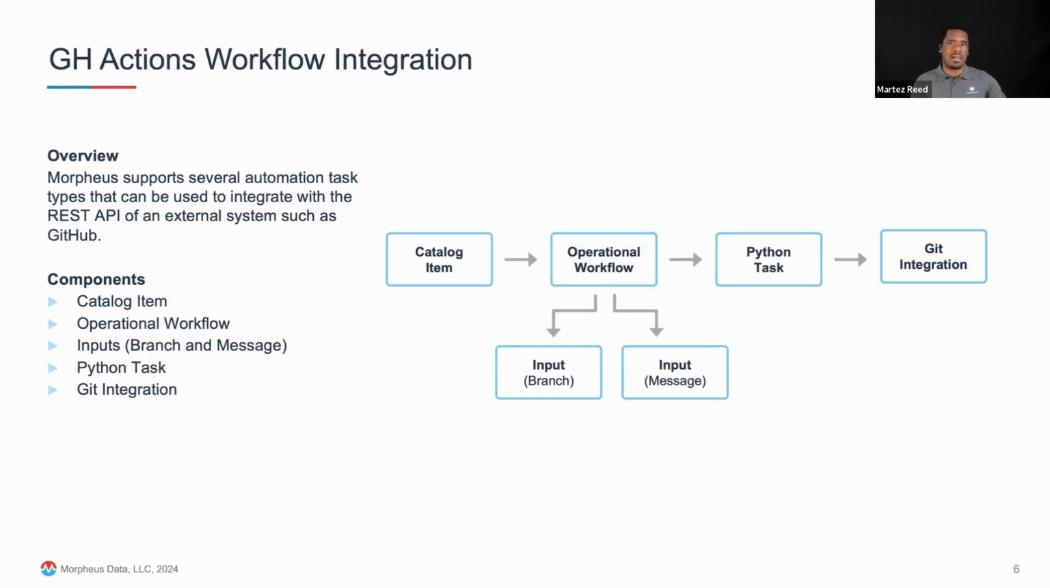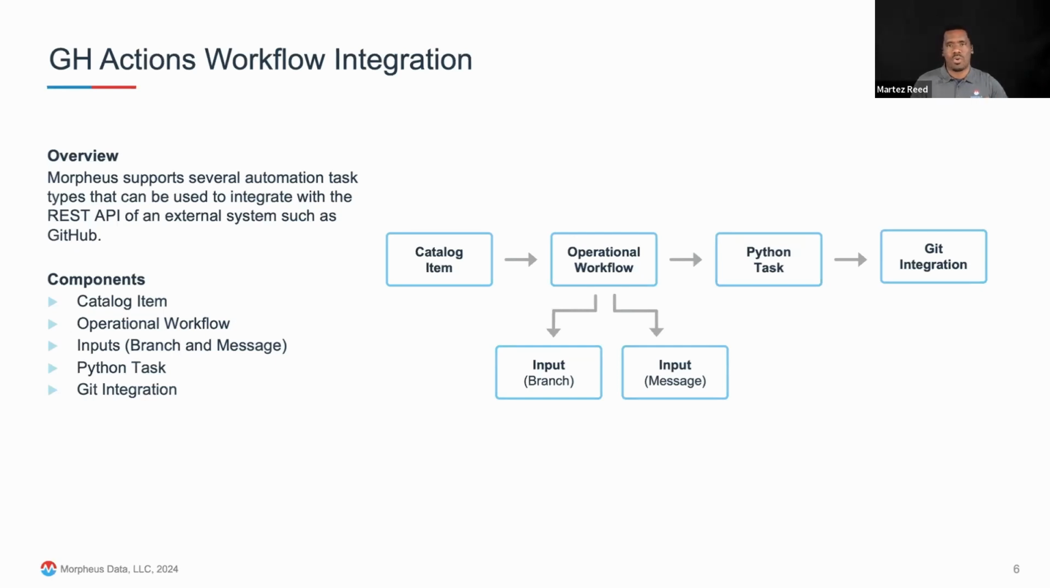So what I want is the catalog item. So certainly we're going to have to create the catalog item. I'm going to rely on an operational workflow to execute the automation via a catalog item. And in the case of GitHub Actions, I've specified that I want an additional input or parameter. In this case, it's going to be message. It'll just output the message.